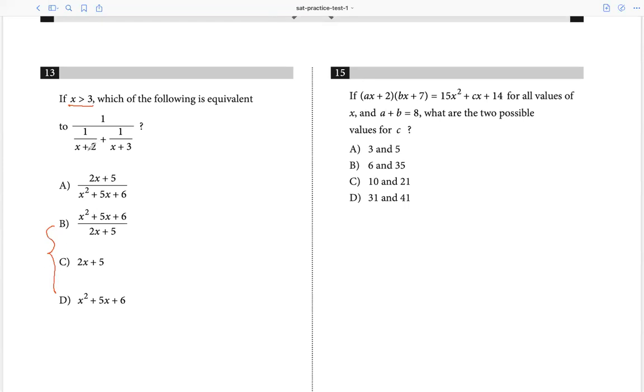So we just have to check this. We have to simplify this a little bit. So how do we simplify? Let's combine the denominators first. So the common denominator, how do we combine those two? We just multiply those two.